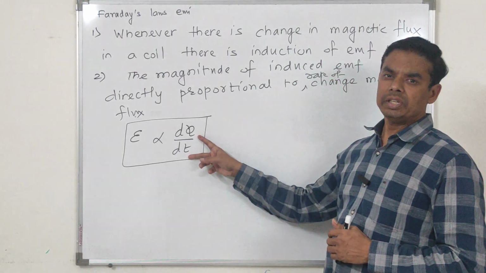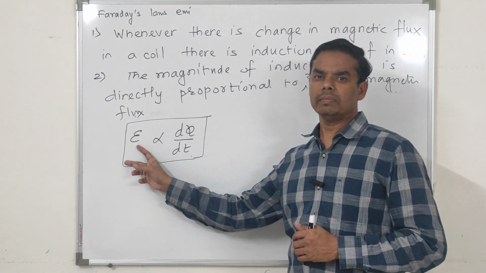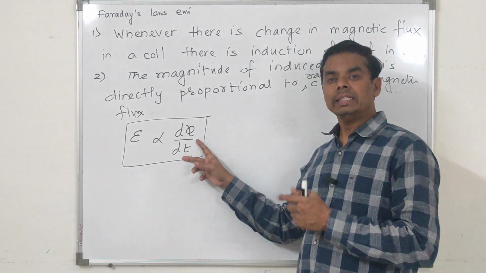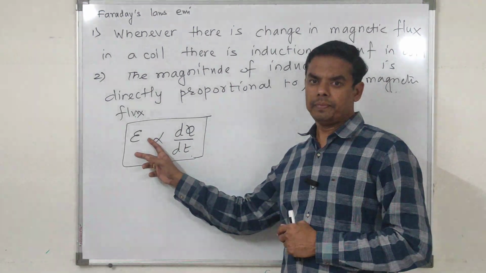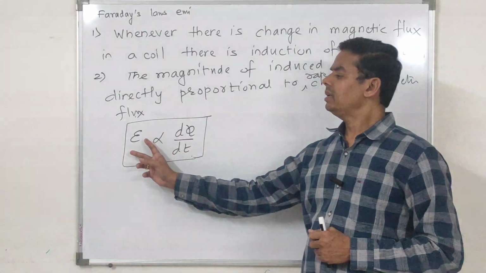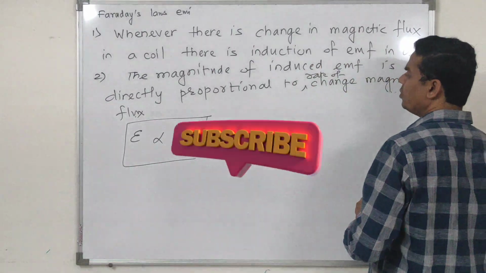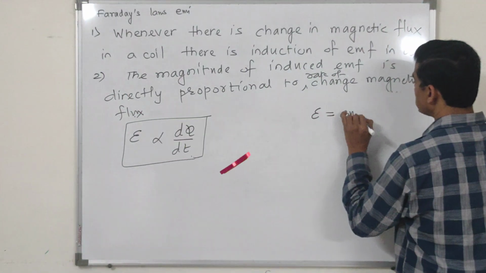Whatever the rate of change of magnetic flux, that determines the magnitude of induced EMF. So if there is an increase in the rate of change of magnetic flux, more EMF will be induced in the coil. If there is a decrease in the rate of change of magnetic flux, then there will be a decrease in the induced EMF. Now, if we want to write this equation with an equality sign, we will have a constant here.